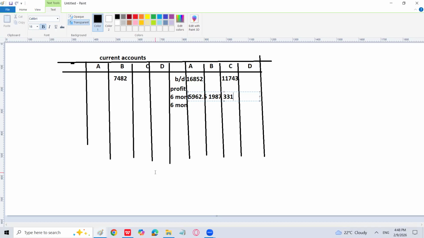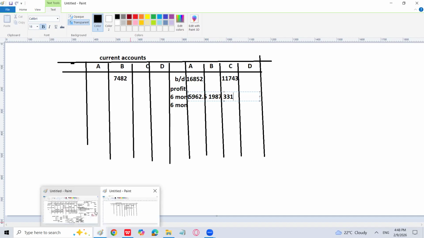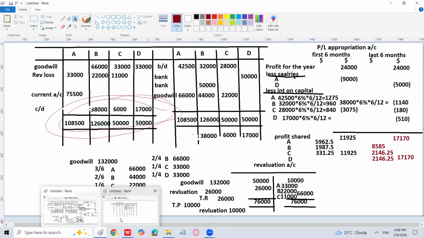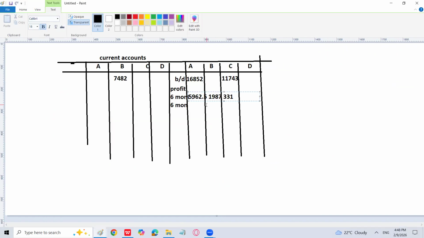Okay, now last 6 months, it is also given in the question. That is for B, C, and D 8585 and 2147. 2147, I'm going to round it off. क्या था 8585 and 2147 and again 2147. You can round it off. I can count it, it doesn't matter. Then here comes the drawings.